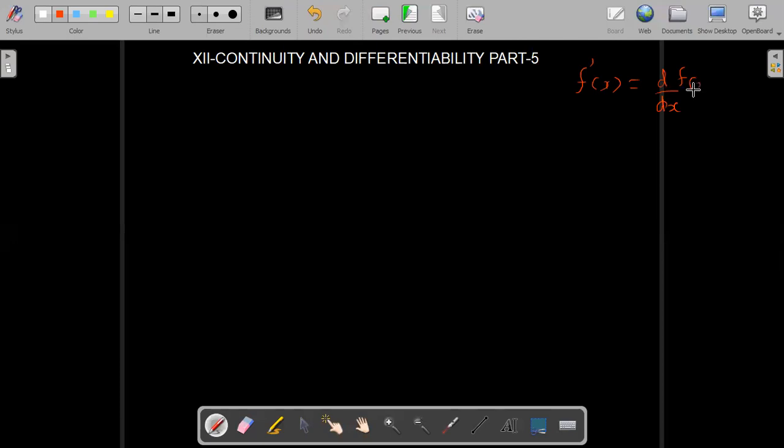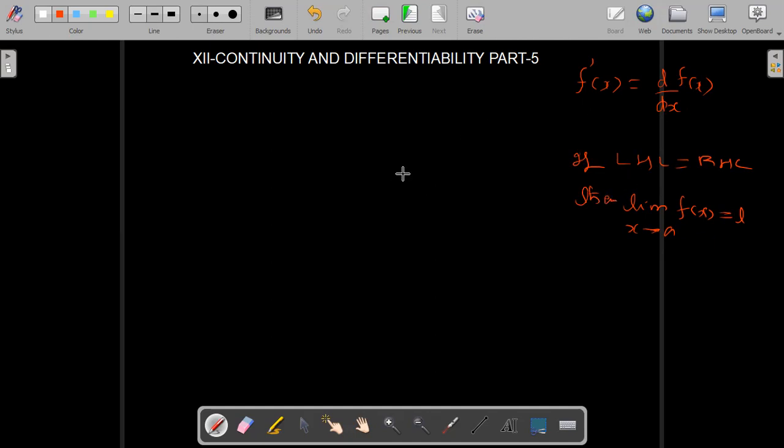meaning derivative of f(x). Its general definition is like you have seen: if left hand limit is equal to right hand limit, then we can say the limit exists, and we can write the limit directly, without writing left hand or right hand, as limit x tending to a of f(x) is equal to L.